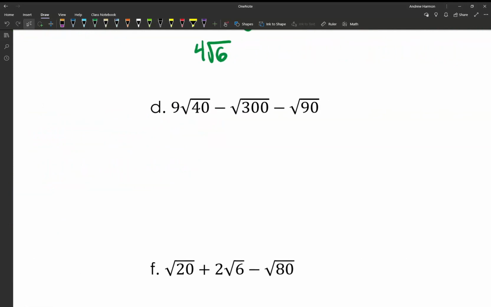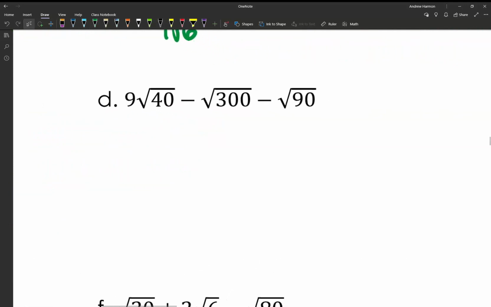Okay, this one. There's going to be a lot of simplifying in this one. Look at the square root of 40. That has a 4 in it, so square root of 4, and the square root of 10. And that 9 just comes on down. Okay, now let's look at that negative square root of 300. So bring down that negative. Now the square root of 300, we can break that into the square root of 100 and the square root of 3.